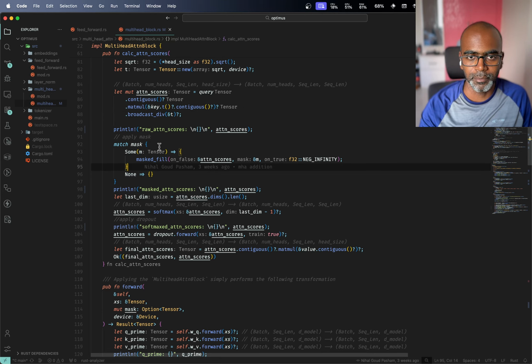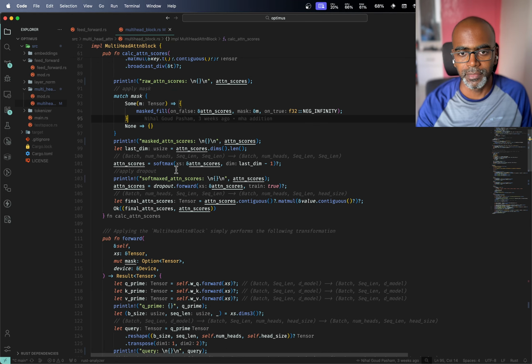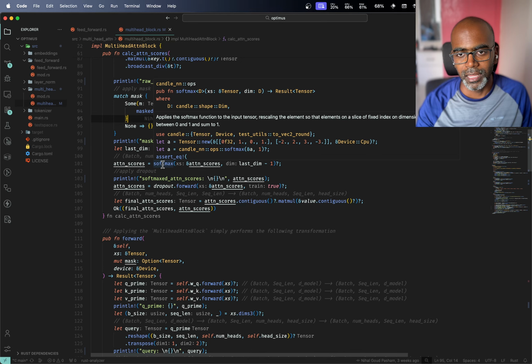Okay. So I get my raw attention scores. Then I want to apply my mask. I get to apply that, and I can print that out. Then I apply the softmax. The softmax is basically rescaling the elements so that the elements on a slice of fixed index and dimensions are between 0 and 1.